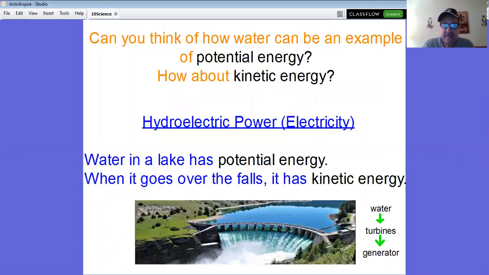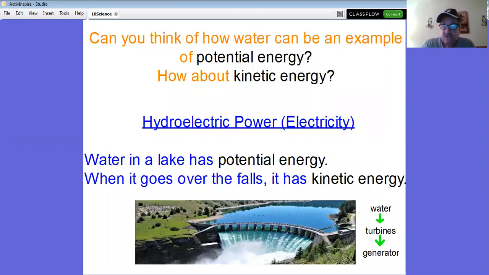So can you think of how water can be an example of potential energy? How about kinetic energy? Well, water, as it sits in a pond, as it sits in a lake, or as it sits in a dam, has potential energy.